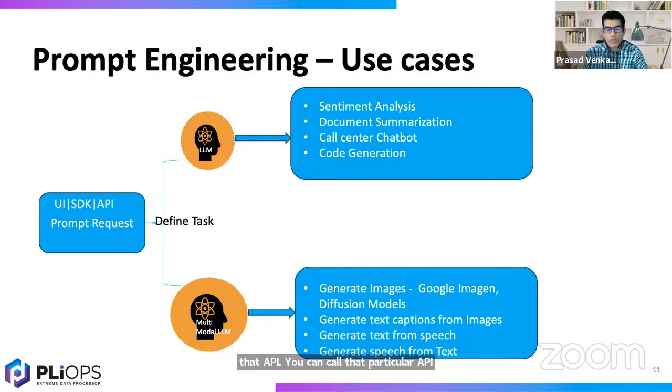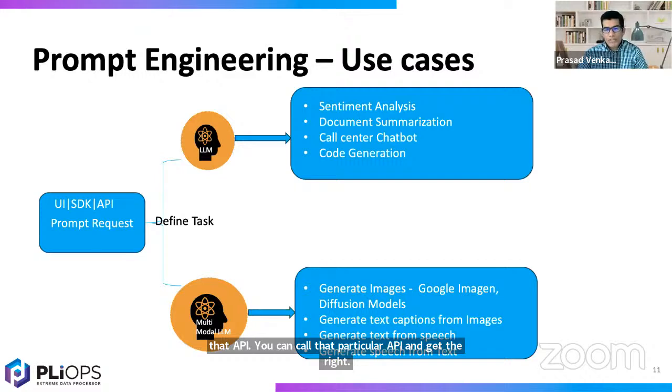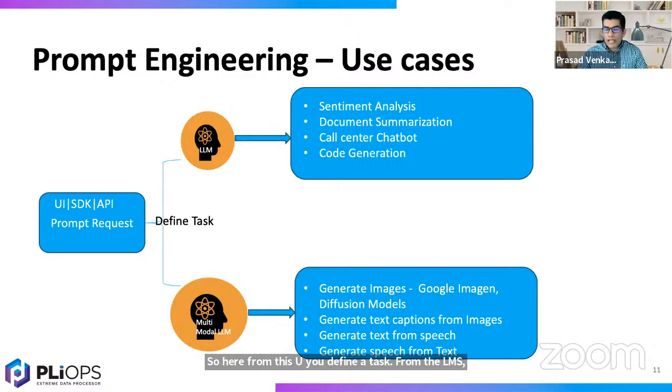So from this, you define a task. From the LLMs, the typical ones are sentiment analysis, like given a text, whether my customer is providing positive feedback or negative feedback. And if you have a one page document and don't have time to read the entire content, you can ask for a quick four bullet points of summarization. That's really helpful. Instead of spending time on two pages of information, you can quickly grasp the essence in four bullet points.